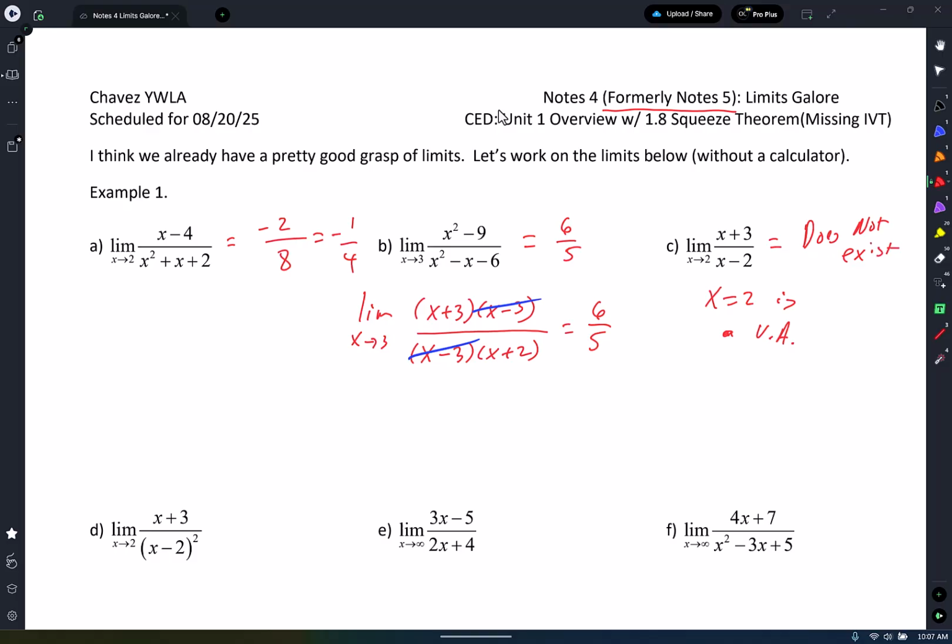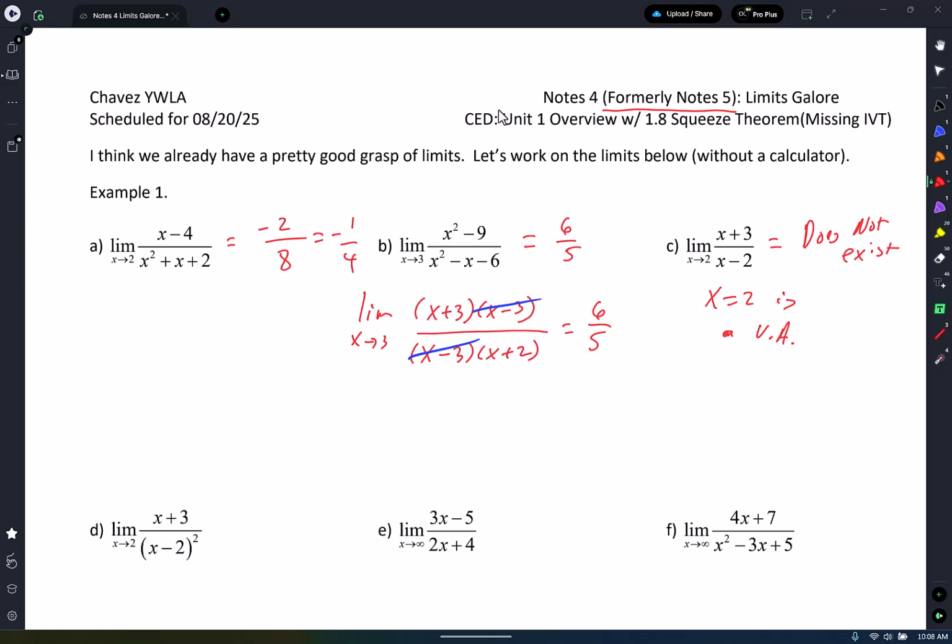You don't have to worry about the behavior. For letter D, it's positive infinity from both sides, but you don't have to worry about that. It just does not exist. So if we can't expand it and the denominator is 0, it has a vertical asymptote and the limit does not exist? If you have a vertical asymptote, it doesn't have a limit.